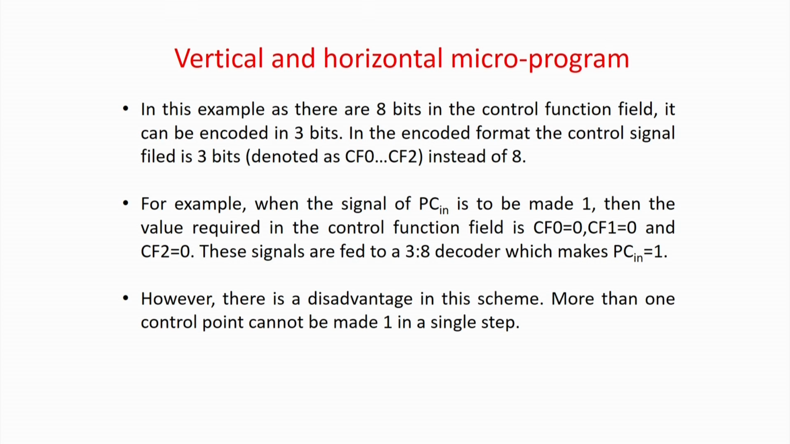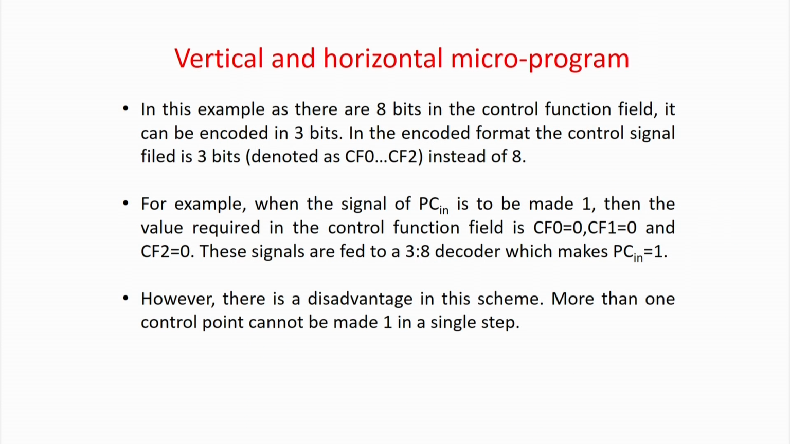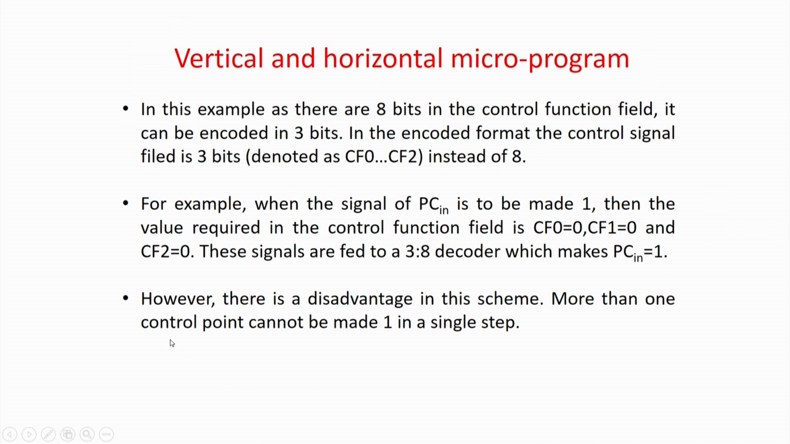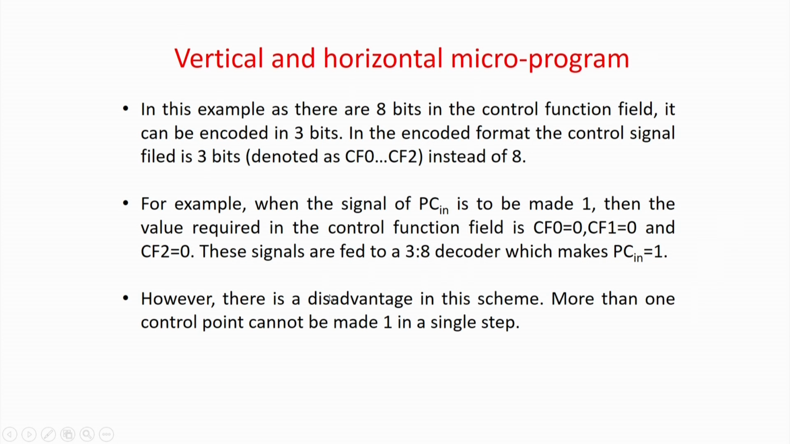So now if you look at a comparison, in this example there are 8 bits in the control field, so you require a decoder to solve the problem. For example, if PC in is to be made 1, then the value of the control field is 0 0 0 and the decoder will make it a 1. So this slide is actually the interpretation of the figure, and I have already explained it to you.